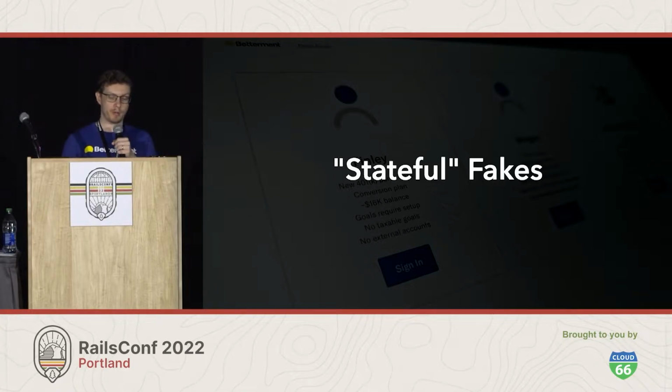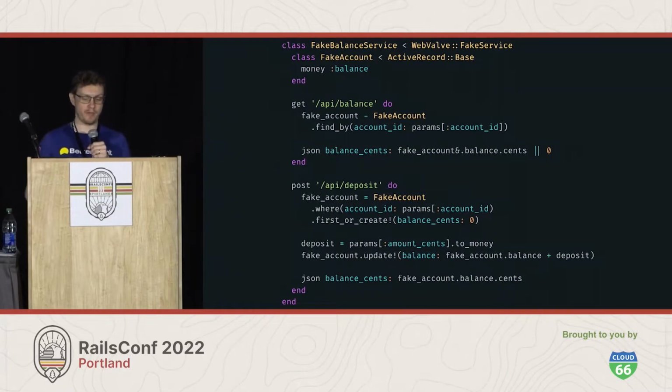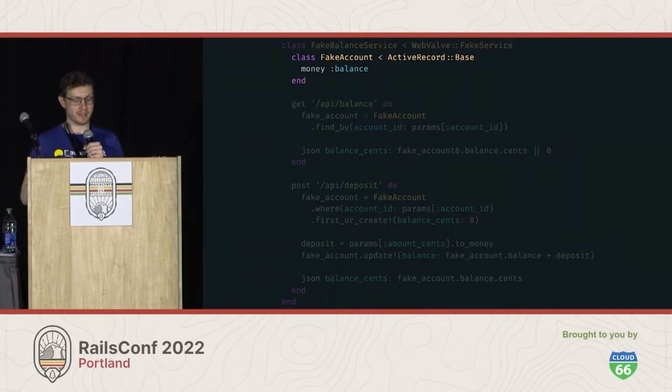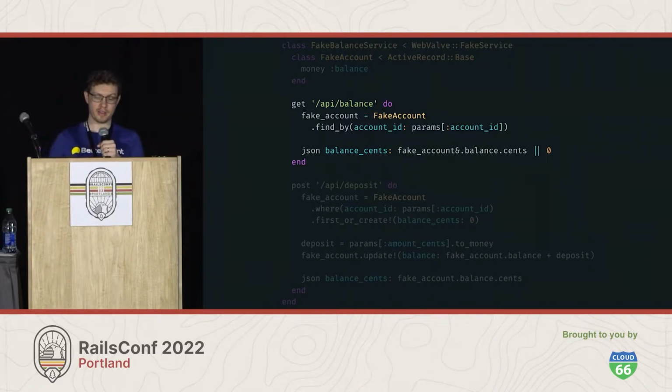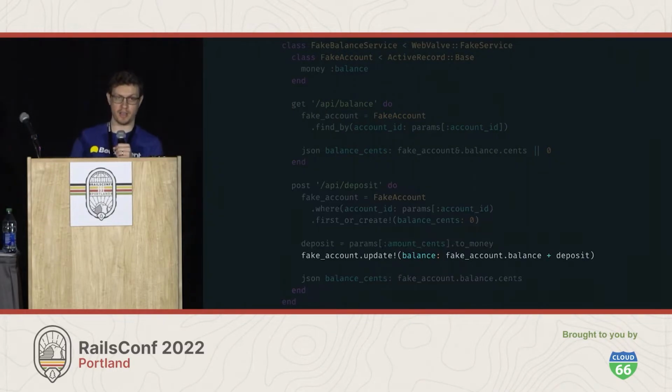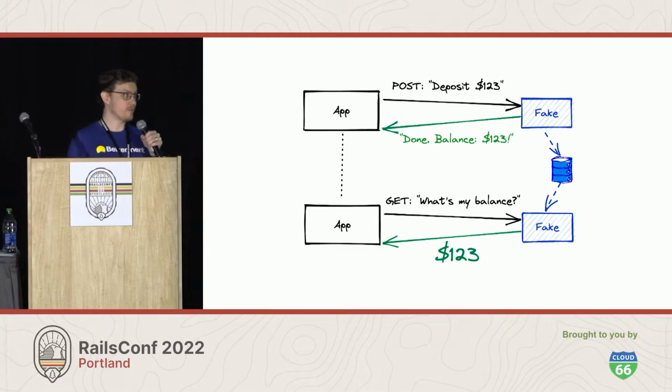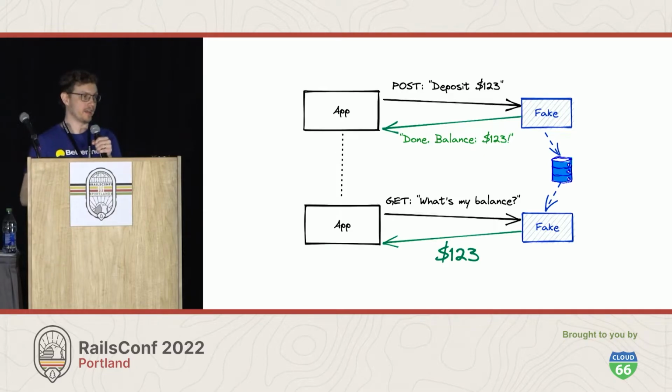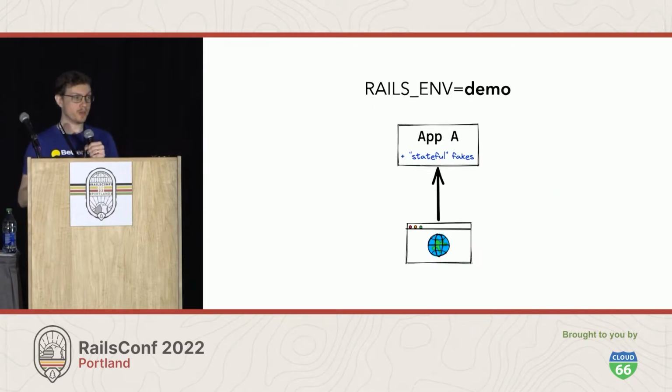And so this is where we came up with the idea of stateful fakes. So a stateful fake is a WebValve fake that can remember things. It gets its own database tables and Active Record models, and it can read from those tables during GET requests, and during POST requests, it can actually update those tables. And so now it can remember things. And so you could deposit $123 into an account, and then see it actually reflected in the balance of that account. And so we'd done it.